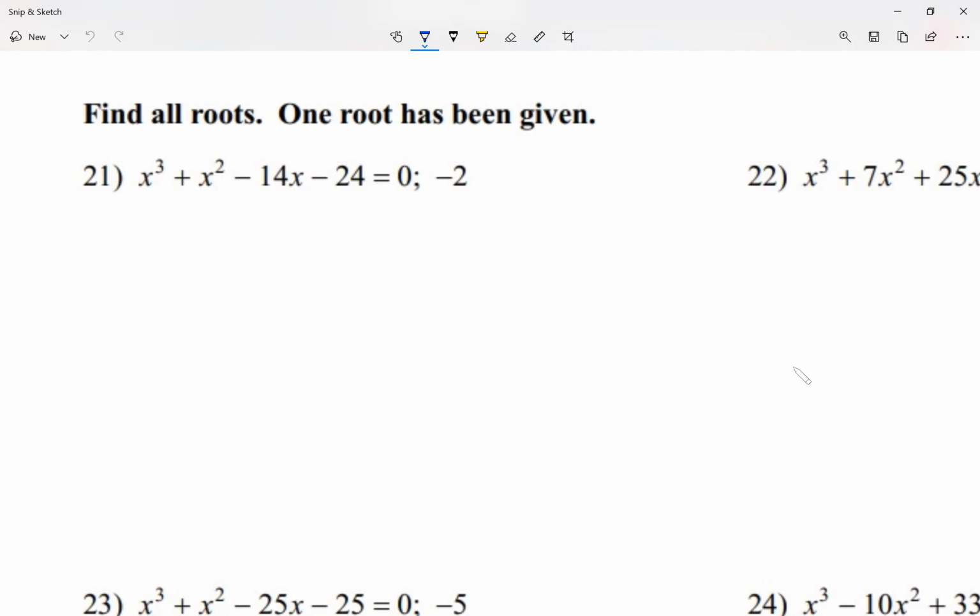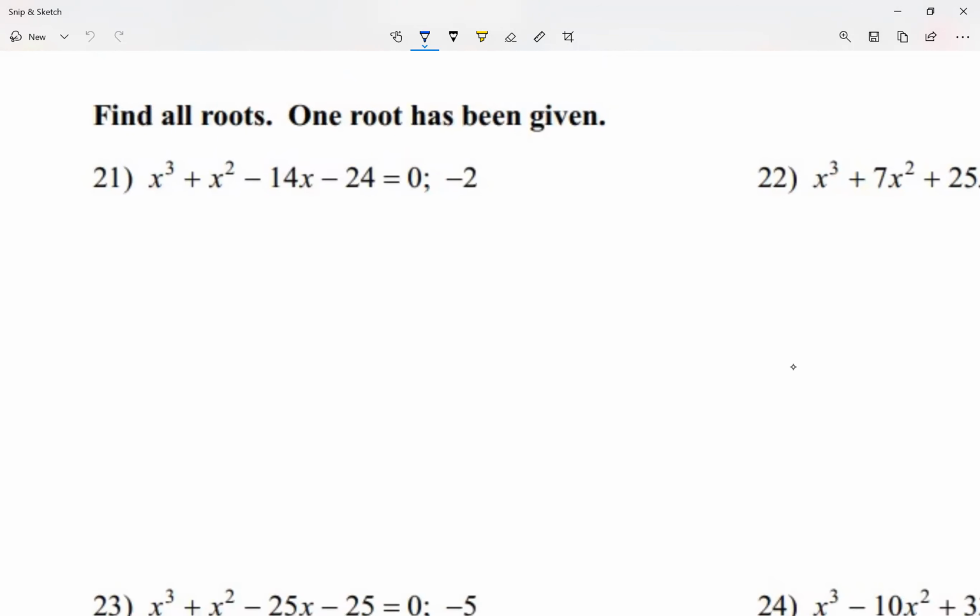Okay, so basically which number can I divide this by and gives me a remainder of 0? Because my highest exponent is a 3. You guys see my highest exponent is a 3. My answer will have 3 roots. If my highest exponent was a 10, well, my answer will have 10 roots. I'm not gonna go that crazy, but I expect 3 roots. One of them is given. One of them is -2.